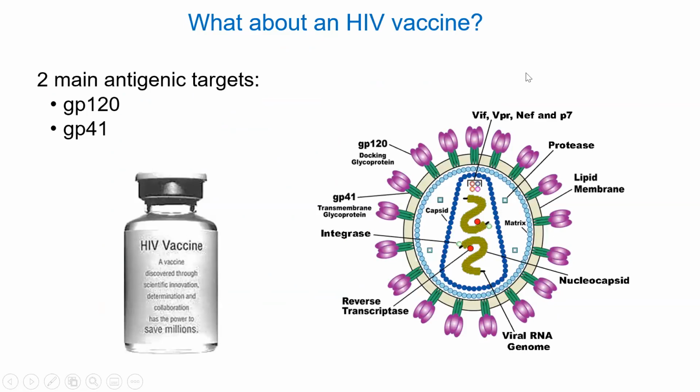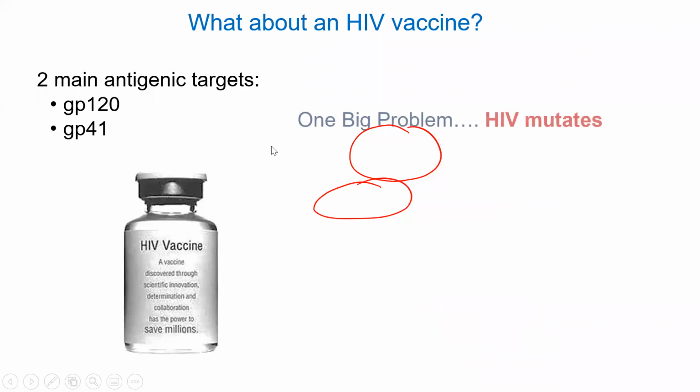All right. So what about an HIV vaccine? This is worth talking about for a minute. There's two main targets, these glycoproteins. So just like the coronavirus, we're looking at spike-type proteins that are found on the surface of the virus, because that's what the immune system is going to attack. This is where the focus has been on HIV vaccines. One big problem: this thing mutates. And so this is where the problem has been.